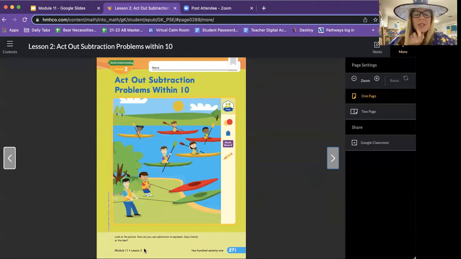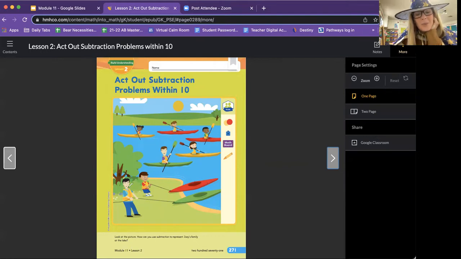So let's look at this picture. How can you use subtraction to represent Joey's family at the lake? Well, here's Joey's family. First, let's start with how many people there are. All of them. We want to have the huge group, so then we're going to take away. So let's count. Ready? 1, 2, 3, 4, 5, 6, 7. So there are 7 people in Joey's family, right? 7 people in his family.